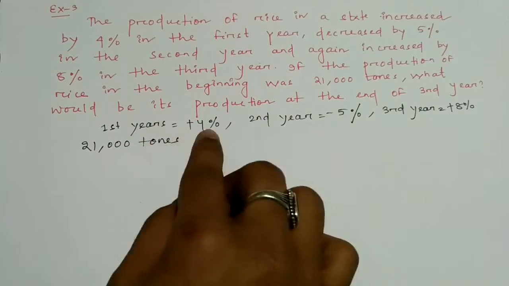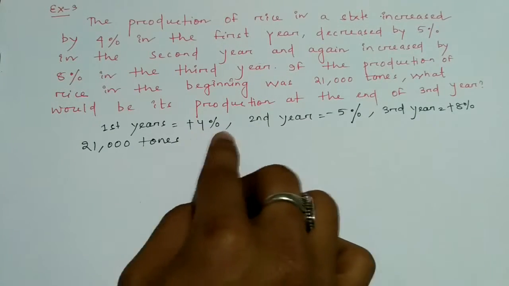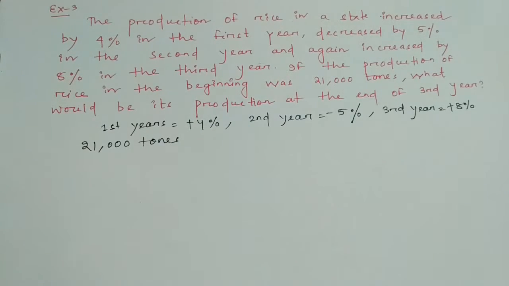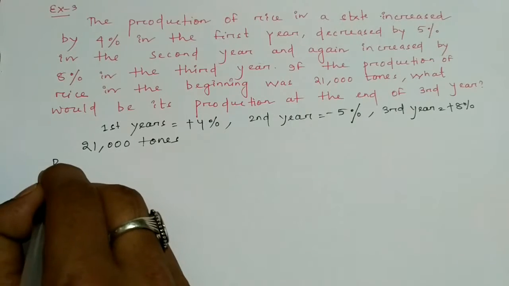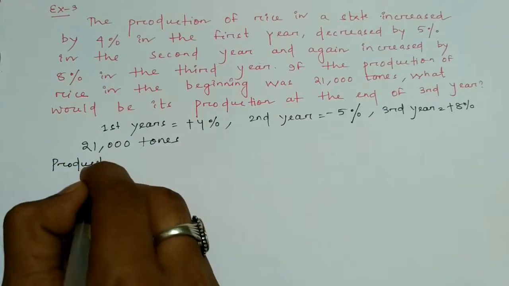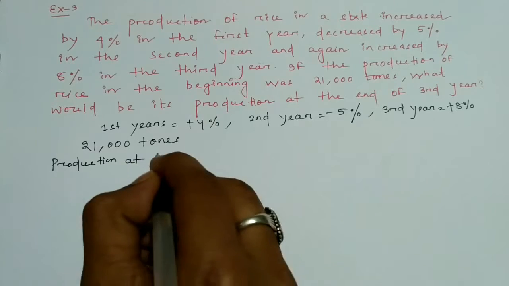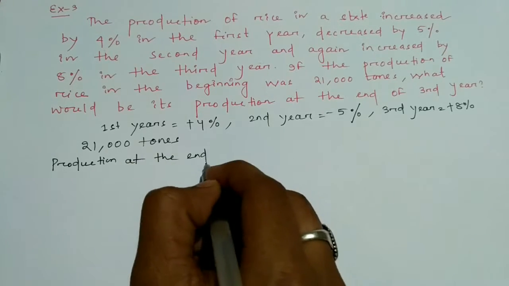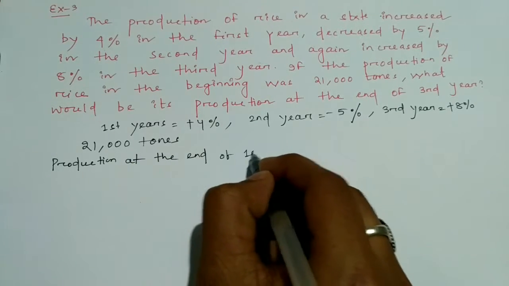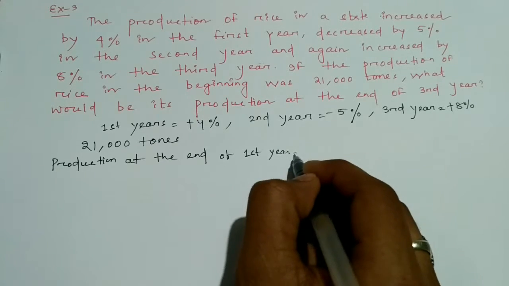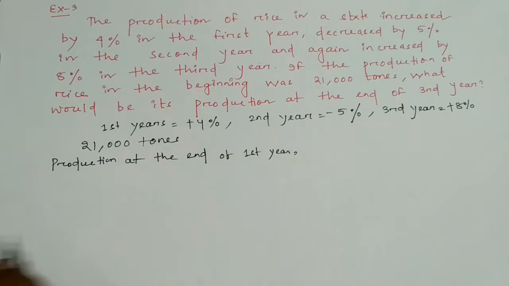21,000 tons. For the first year it is increased by 4%. So production at the end of first year will be what? Simply you have to put the formula. Amount A is equal to P into (1 plus R by 100) to the power T.